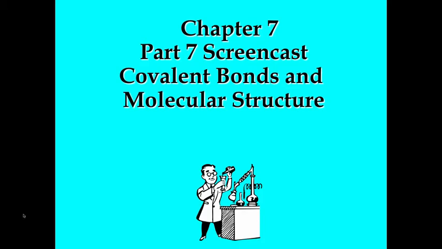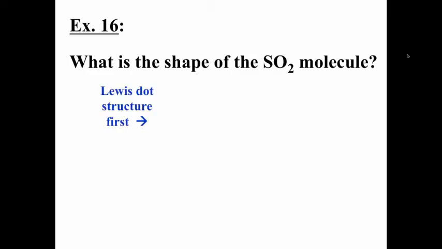Welcome to the seventh and possibly last screencast for Chapter 7, Covalent Bonds and Molecular Structure. Let's pick up with another example of shapes of molecules, and this time we're going to do SO2, sulfur dioxide.